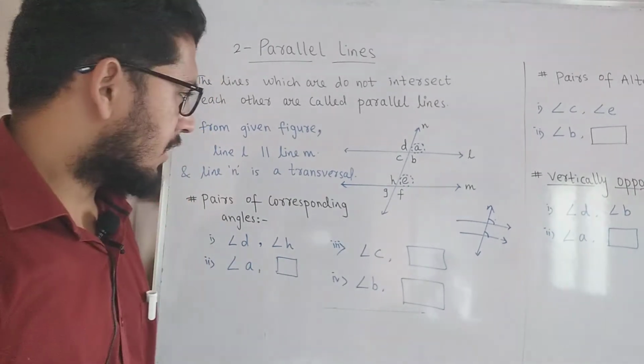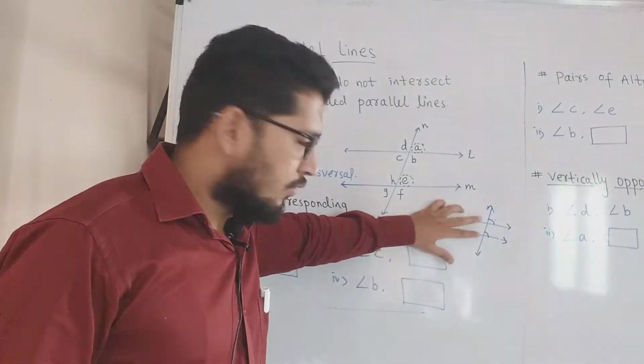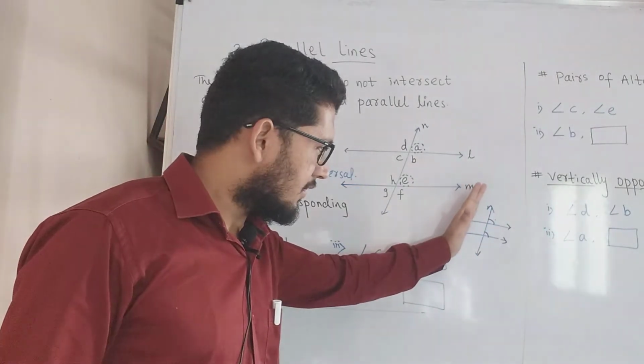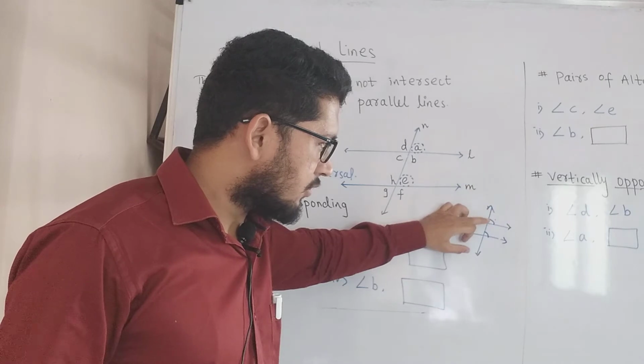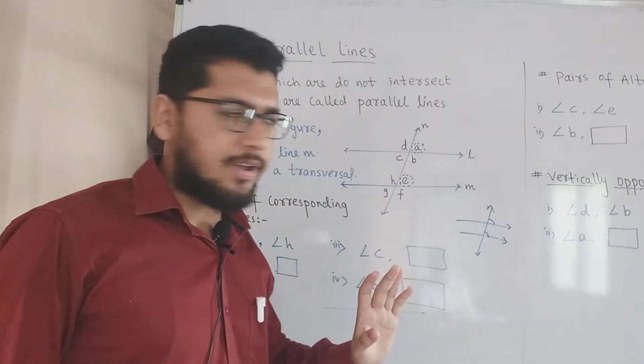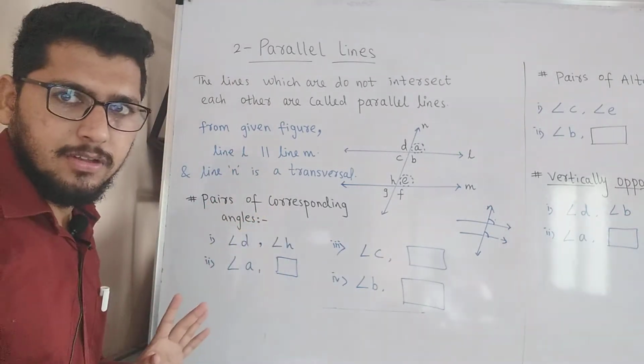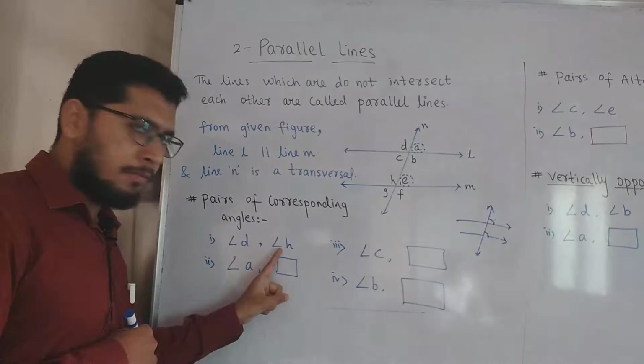Here the corresponding angles are forming using the parallel lines. These two are parallel lines and this is a transversal. This transversal is forming two corresponding angles. So these are the corresponding angles. Here we have to write the pairs of corresponding angles. First, you can see angle D is corresponding with angle H.